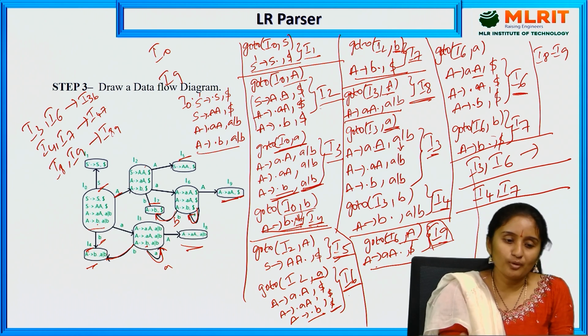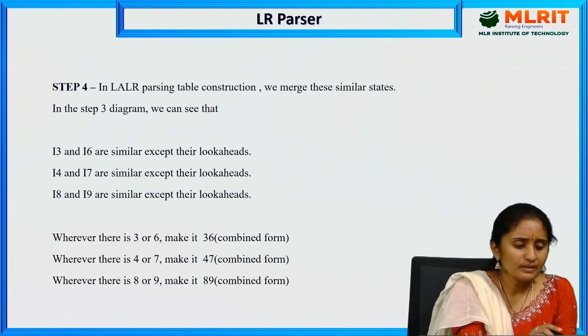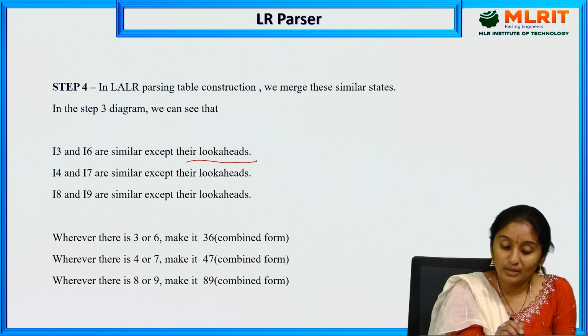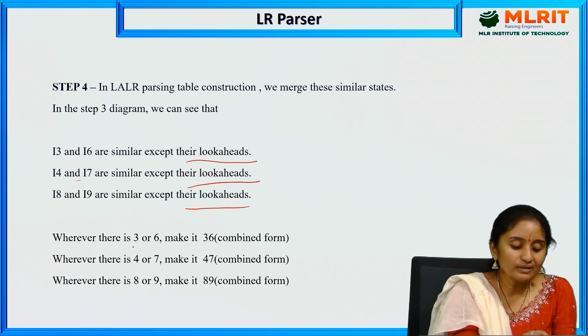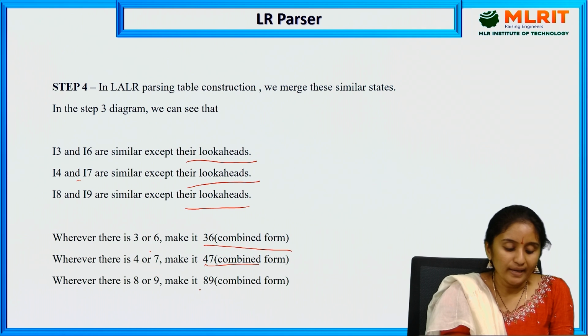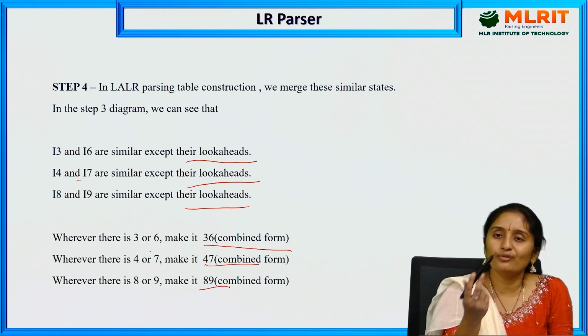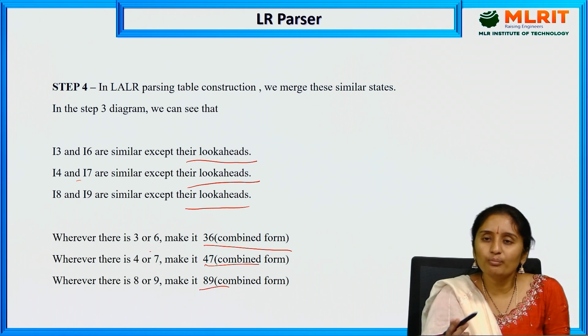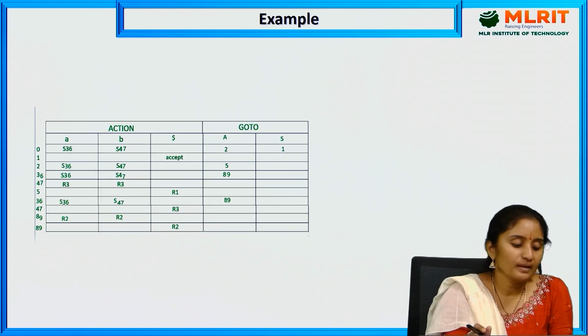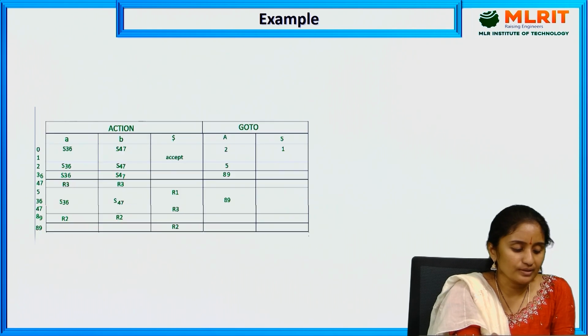Now how are we going to plot this? Let me show here. See here, we merge the similar states. I3, I6 are similar except their look aheads. I4, I7 are similar except their look aheads. I8, I9 are the same except their look aheads. So whenever there is 6 or 3, we make it 3, 6. Wherever there is 4 or 7, we combine it as 4, 7. Either if we find 8 or 9, we merge those two states: I8, 9, I3, 6, I4, 7. See, this is the diagram we are going to get here.